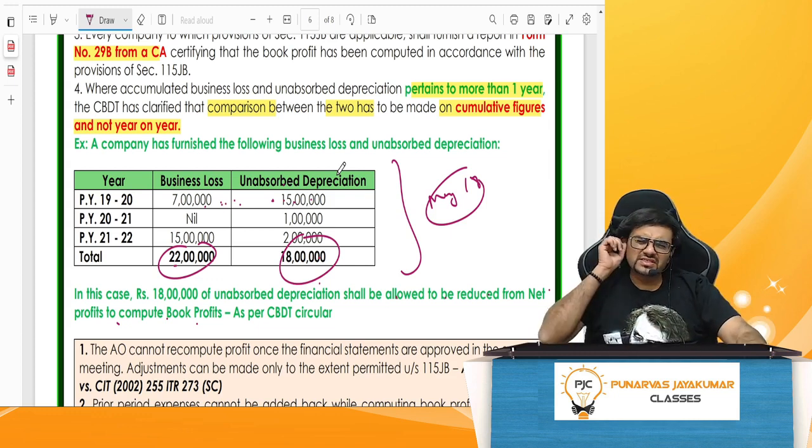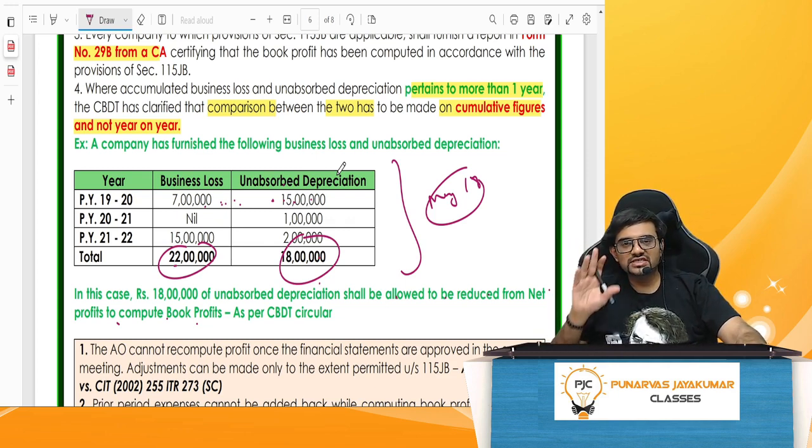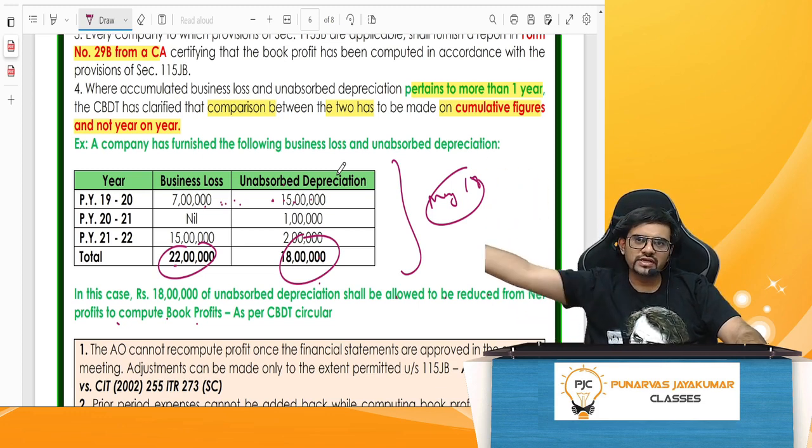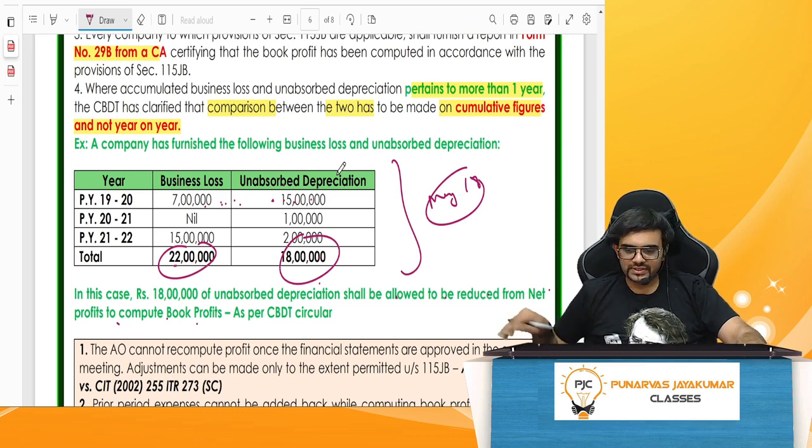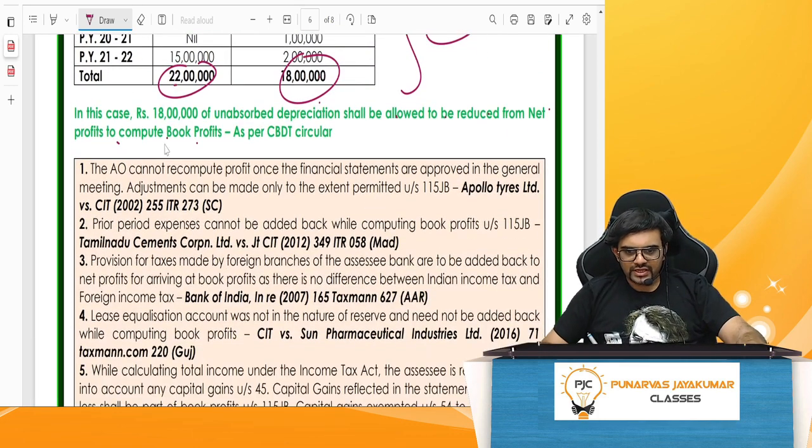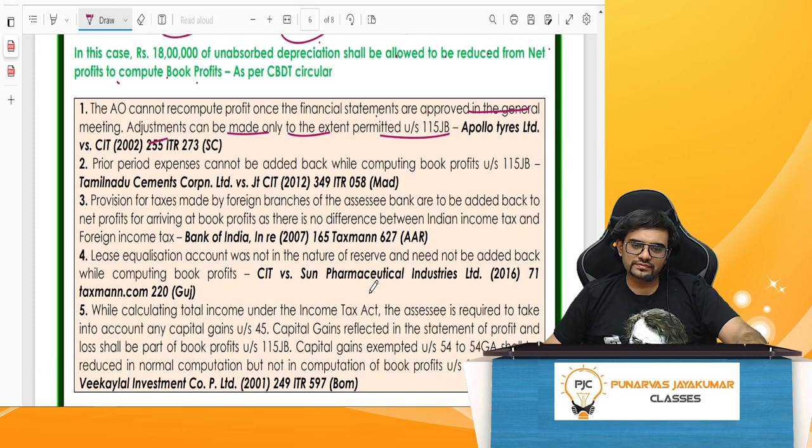So there were many cases, Apollo Tyres, Malayala Manorama, in all these cases they said that the assessing officer cannot have the right to touch the books of accounts that you have already prepared. Once you have prepared the books of accounts, you cannot go and conduct an inquiry into the books of accounts like that. Whatever is there, it has to be accepted. Here it is given: the AO cannot recompute profit once the financial statements are approved in the general meeting. Adjustments can be made only to the extent permitted under 115JB.